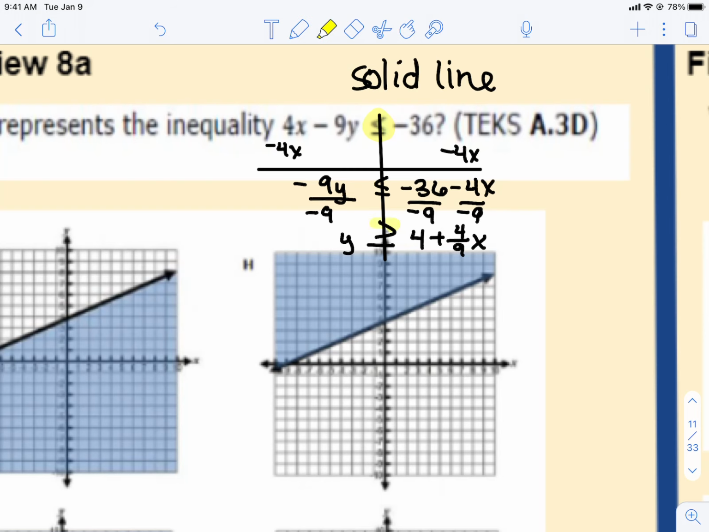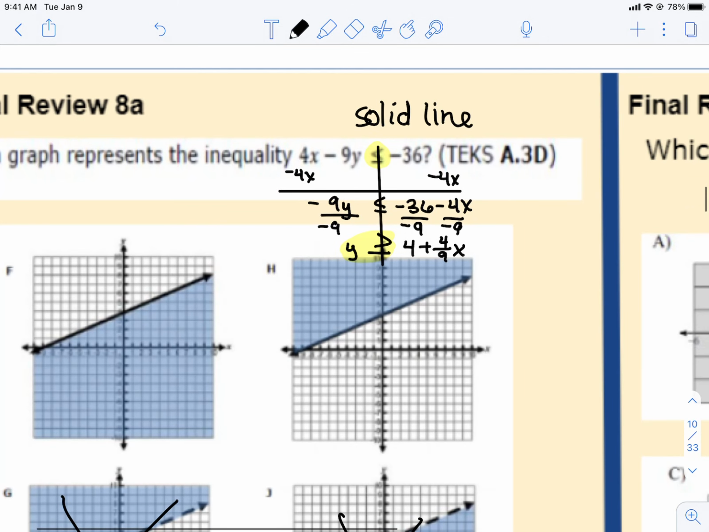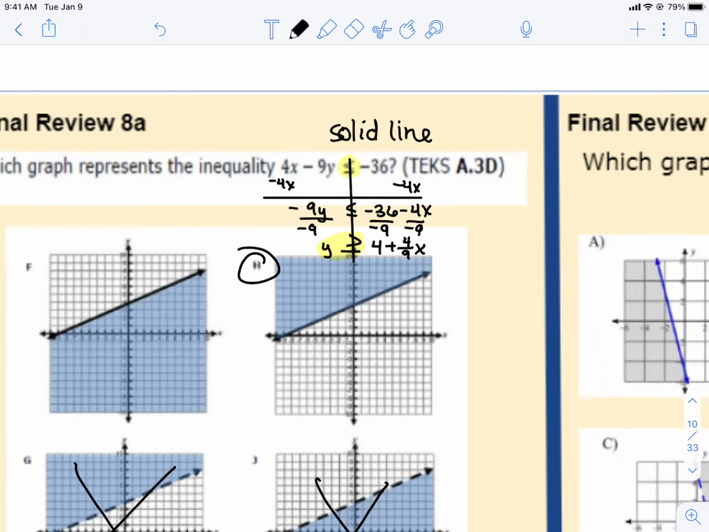Now that we see that it's opening towards the y, we're going to shade above, which is answer choice H. If you notice, in the beginning you would have thought that it shaded below, so you would have chosen answer choice F. That's why it's important to make sure you get y by itself, because you might have to divide by a negative and flip the inequality sign.